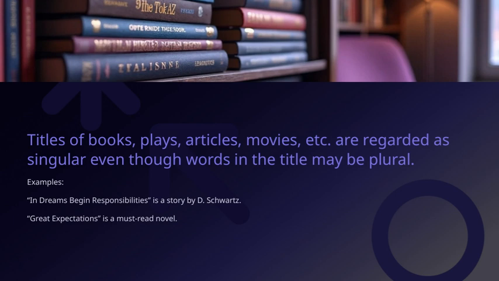Now, a key point to remember is that titles of books, plays, articles, movies, and similar works are regarded as singular entities, even if their titles contain plural words. For example, even if a title has multiple words or plural nouns, we treat the entire title as a single, unified work. Connecting this to our overall theme, understanding how we reference and interpret titles helps us appreciate the importance of recognizing the unique identity of each work. It's a small detail, but it's crucial in clear communication and literary discussion.